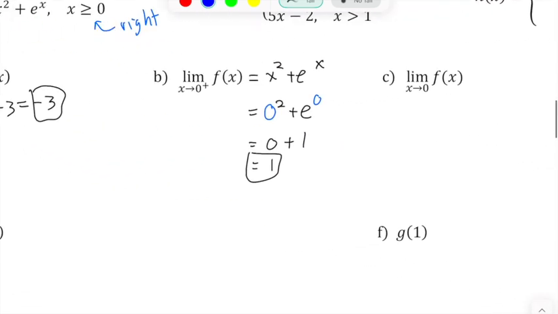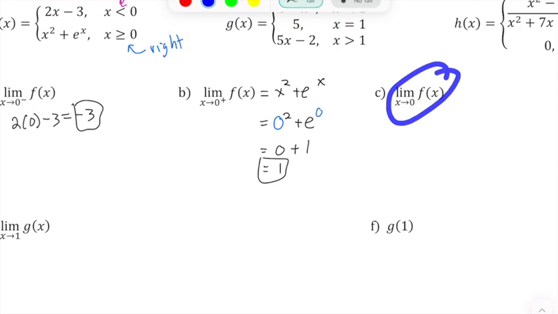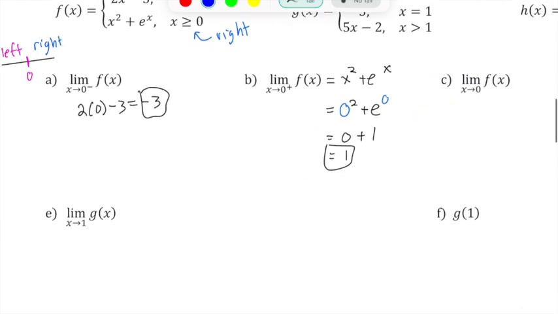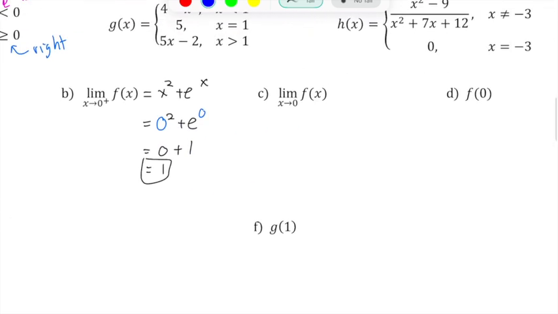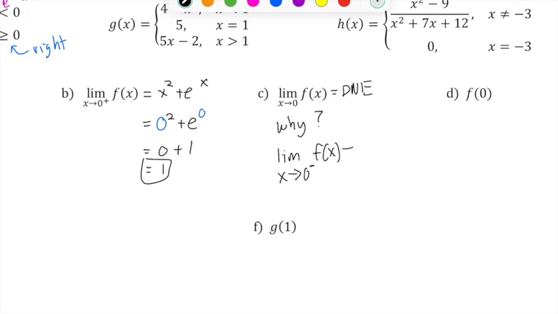Going to the next, it asks what happens if we just approach 0. You'd have to check the left-hand limit, which is equal to -3, and the right-hand limit, which equals 1. So you say that this does not exist. If it asks you why, you can argue that the left-hand limit does not equal the right-hand limit. That would be your explanation if it asked for a rationale.